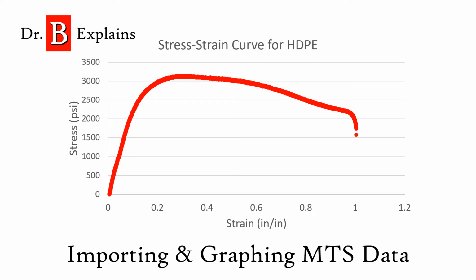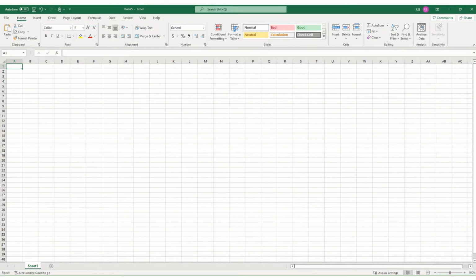Hi, in this video, I'll show you how to import and graph MTS data. I'm assuming that you have the data saved to your desktop or a thumb drive. The next thing you want to do is open Microsoft Excel. You want to make sure you use the full version, not the online ones. That way you have the full functionality.